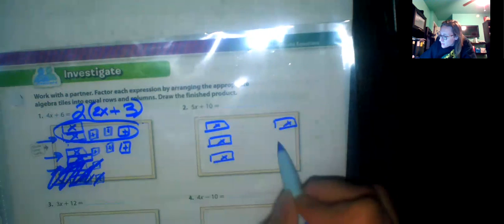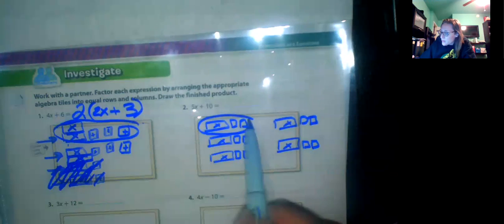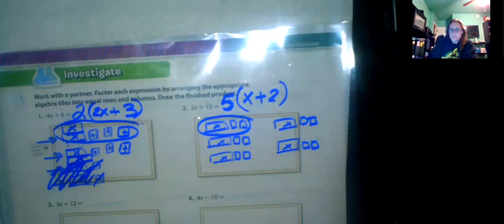All right, 5X plus 10. So 1, 2, 3, 4, 5 X's, and then I need to get 10 positives. So 1, 2, 3, 4, 5, 6, 7, 8, 9, and 10. So that works, okay? So here's one group. So inside, I have X plus 2. And then how many of those groups did I make? 5 of them, okay?